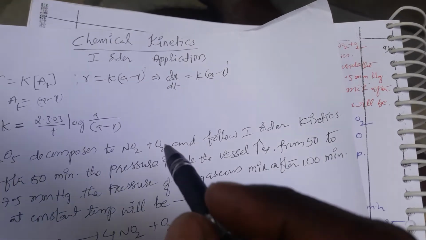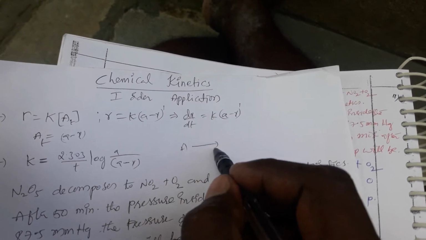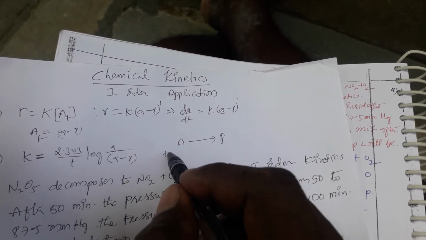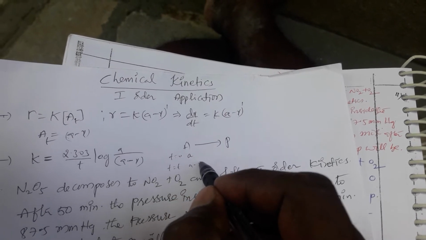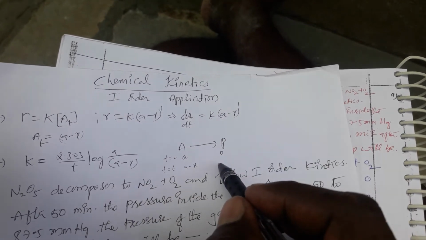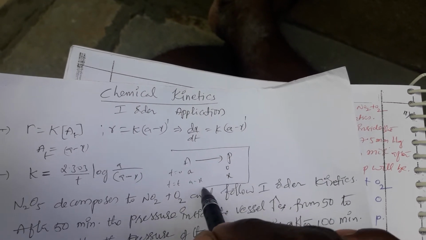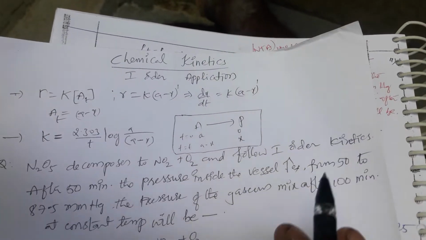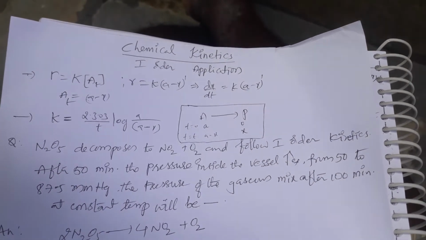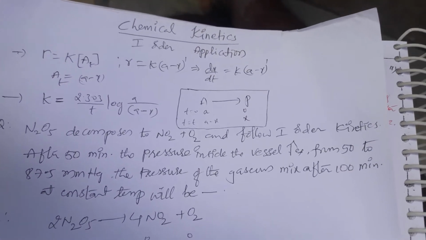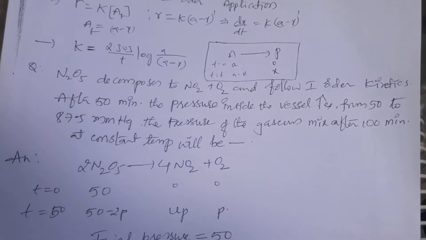Suppose the chemical equation is A gives rise to products. At t is equal to 0, the concentration is a, and after some time it is a minus x. Initially the product is 0, and after some time it will be x. Actually this is a generalized chemical expression. Now today we have to study one excellent numerical problem. After this question we will understand very much.